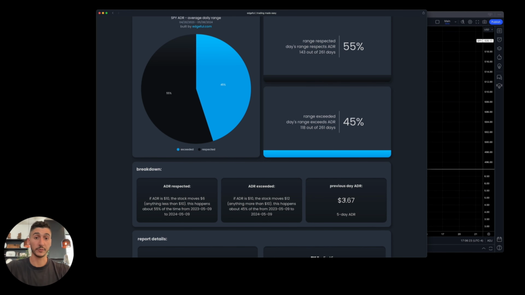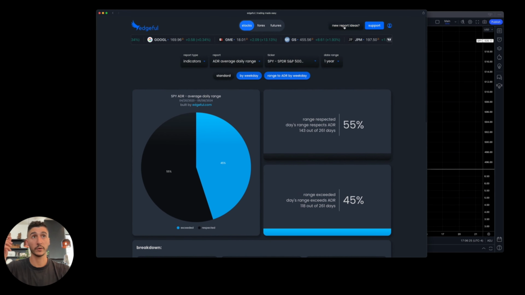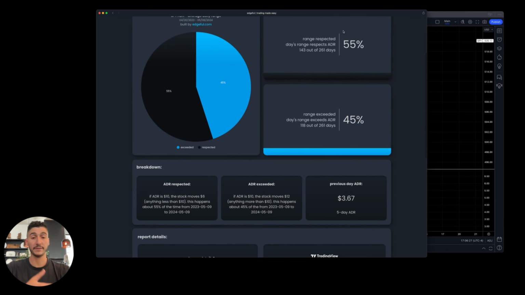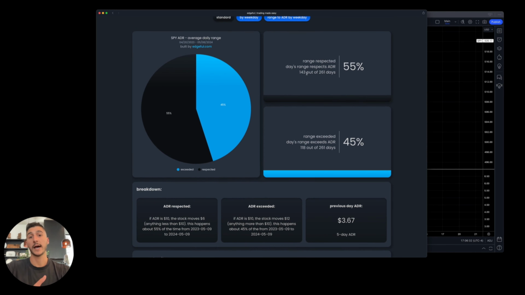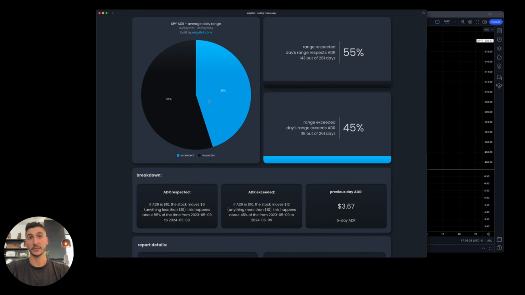This report was actually by request, so you can actually request reports up here. That's why we use the 5-day instead of the 14, which is the standard. But it's the same exact concept. How often does it stay? How often does it respect or exceed the ADR? You can see that right here.